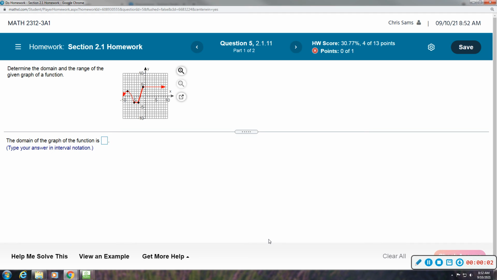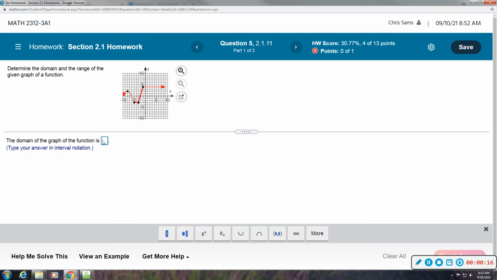All right, number 5, we want to determine domain and range. So again, we're looking for the leftmost point and the rightmost point. The fact that this arrowhead here is pointing to the left, I know it's going downward, but it's also going to the left. That indicates that this graph is going to go all the way to negative infinity. So the farthest left is negative infinity.